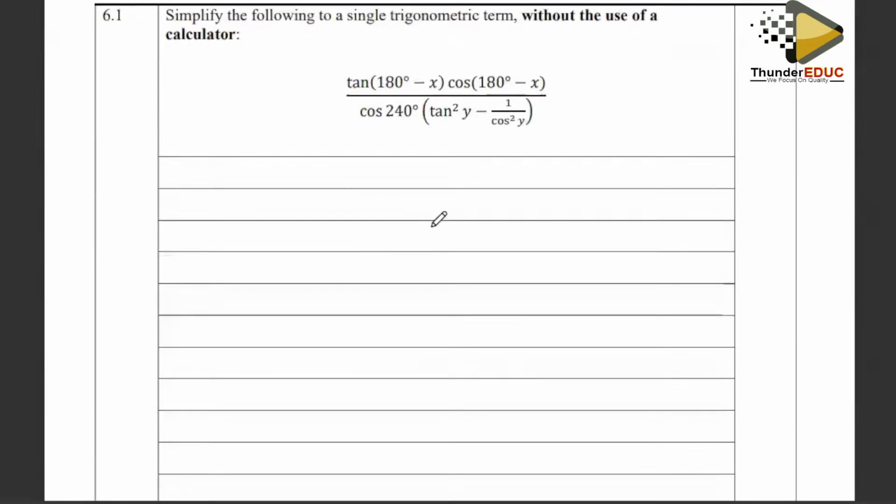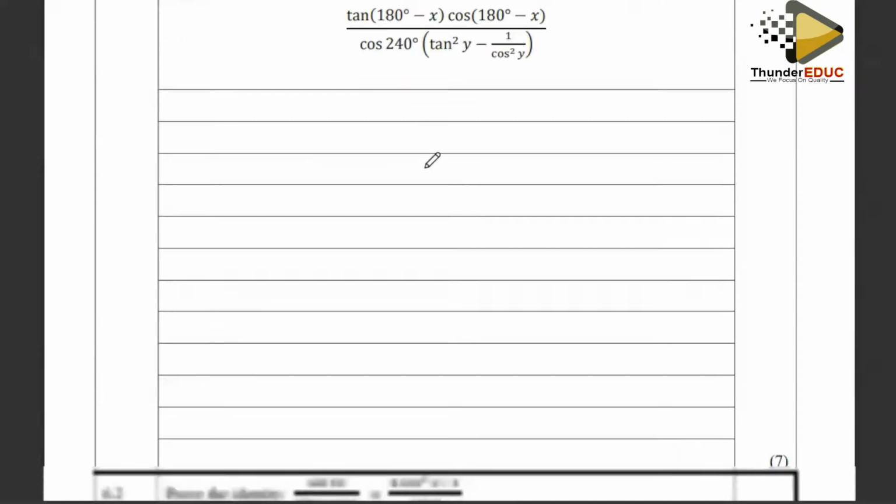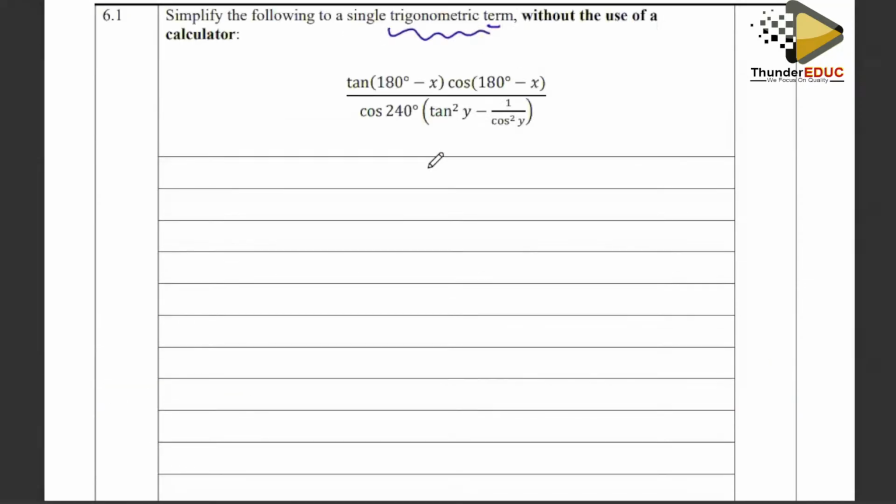All right, then question number 6, which is also still under trig. They want us to simplify the following into a single trigonometric term without the use of a calculator. How many marks is it? 7 marks. Wow. These people are generous today, né?